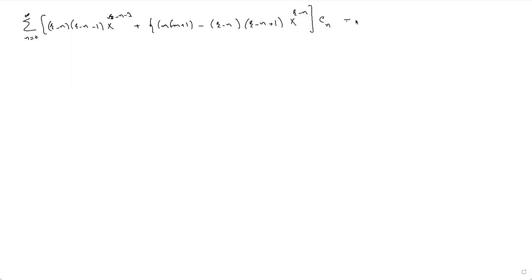Okay, what was the general equation? The general equation is a summation running from 0 to infinity of (r minus n)(r minus n minus 1) x raised to the power r minus n minus 2, plus m(m plus 1) minus (r minus n)(r minus n plus 1) into x raised to the power r minus n, into cn, is equal to 0.